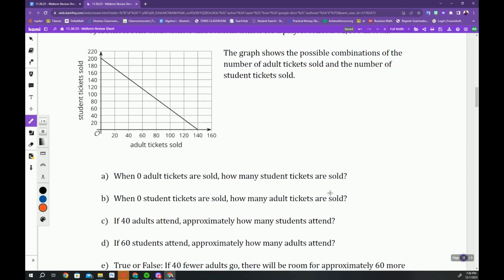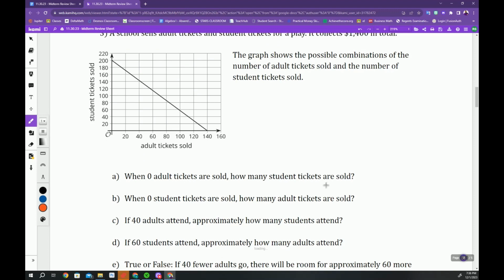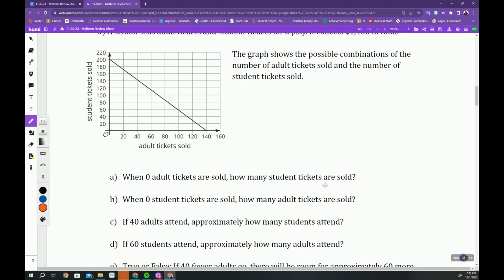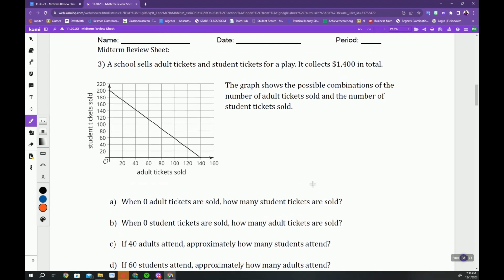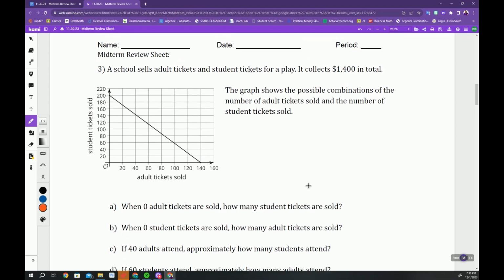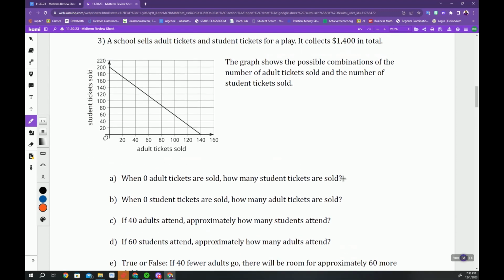So this is not a multiple choice question. These are questions, A, B, C, D, and E. We're going to start with A. A school sells adult tickets and student tickets for a play. It collects 1,400 in total. The graph shows the possible combinations of the number of adult tickets sold and the number of student tickets sold.